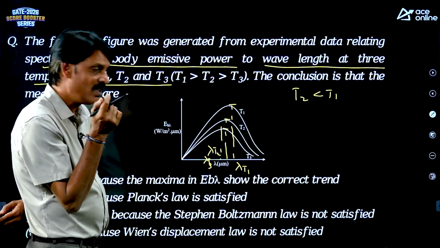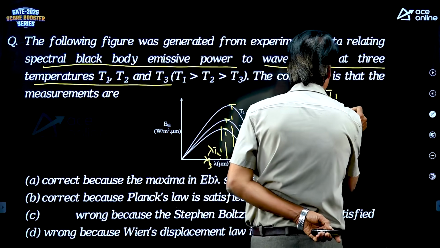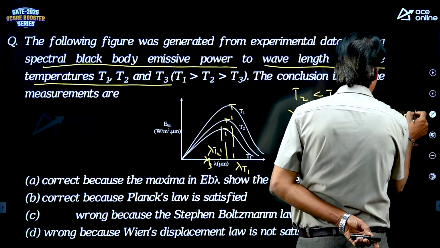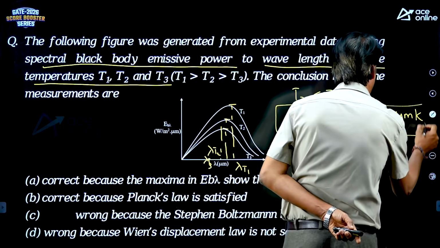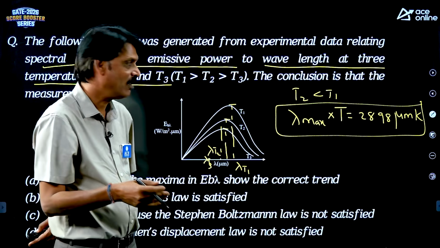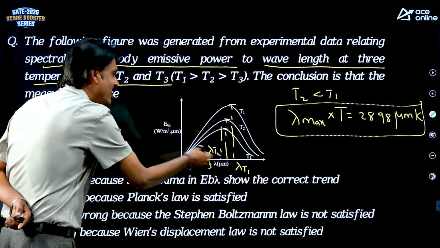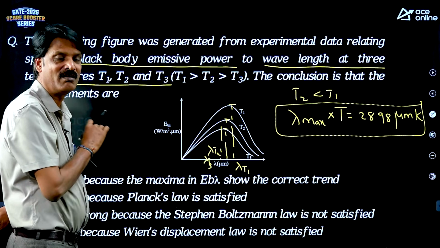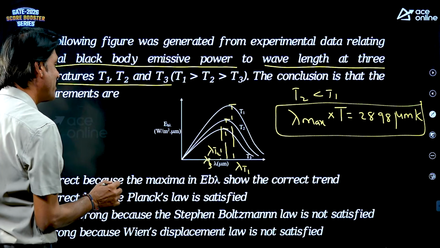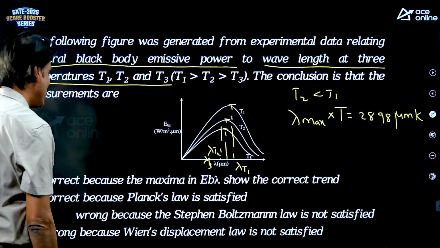The point is lambda max into T should be constant, equal to 2898 micron meter Kelvin. Wien's displacement law: when temperature is decreased, wavelength should increase. But it is not happening so. You are observing that the wavelength is also decreasing with the decrease in temperature. Wrong. So, first option, correct because maximum E b lambda shows the correct trend: wrong. Correct because Planck's law is satisfied: wrong.